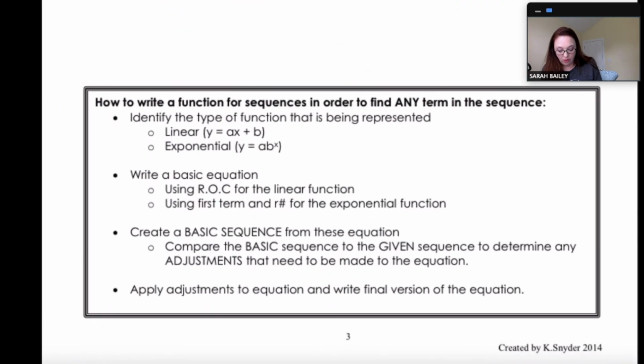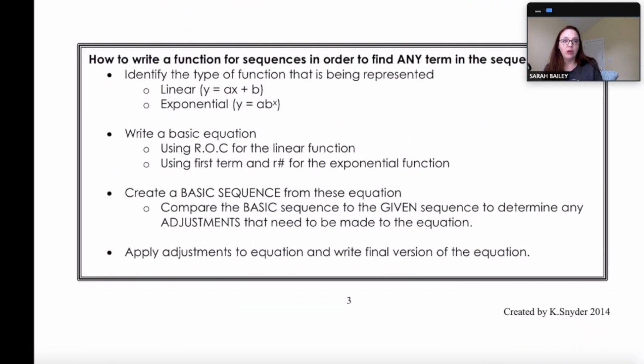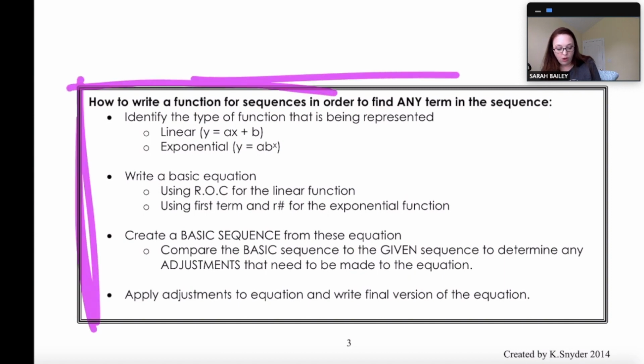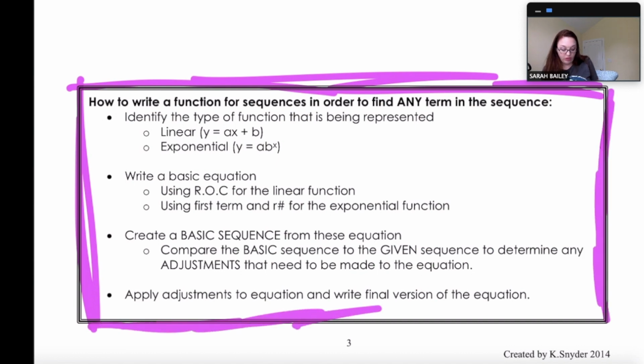Okay. And then the only other thing is I just want you to look at this box right here. It has some really important information for you about how to write a function for sequences in order to find a particular term in the sequence. So this is something that you're probably going to want to refer back to throughout this unit. Okay, so I would definitely take the time to read through that information.